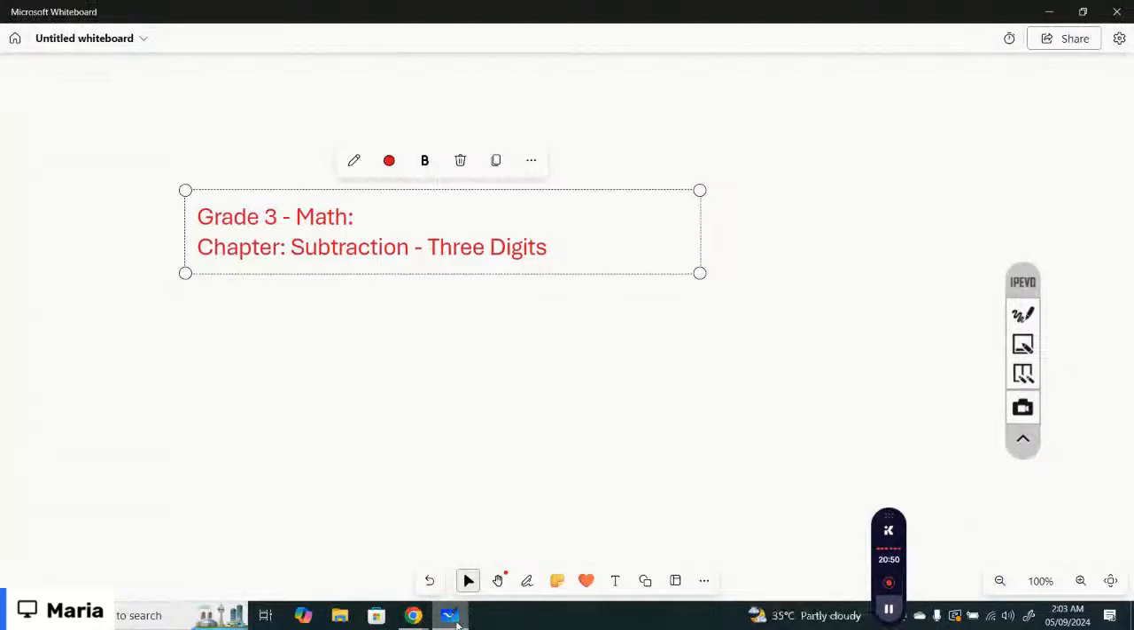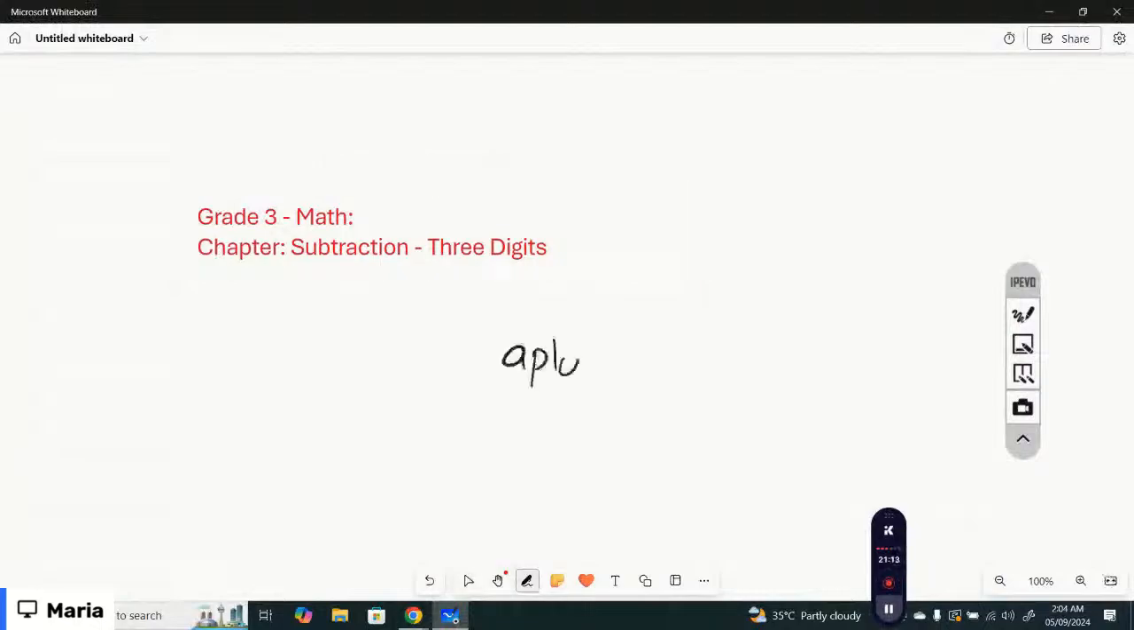Hope you're good. We are here for grade 3 math. You can find all the lessons on aplusstudents.com. You have to log in there using your email address and password as provided by the administrator. Then you have to select math from the subject tab.